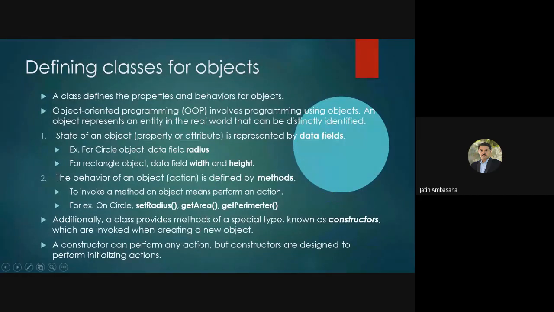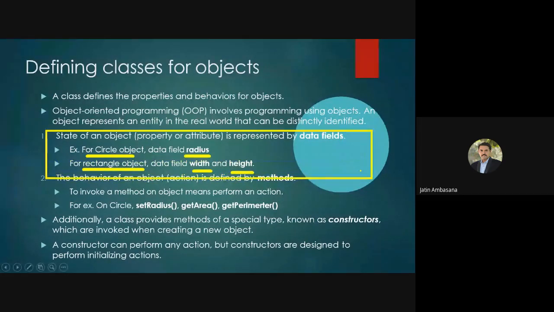So for example, if you are taking a circle object, then the data field may be radius. If you are taking a rectangle object, then the data fields may be width and height. So this was the state of the object.